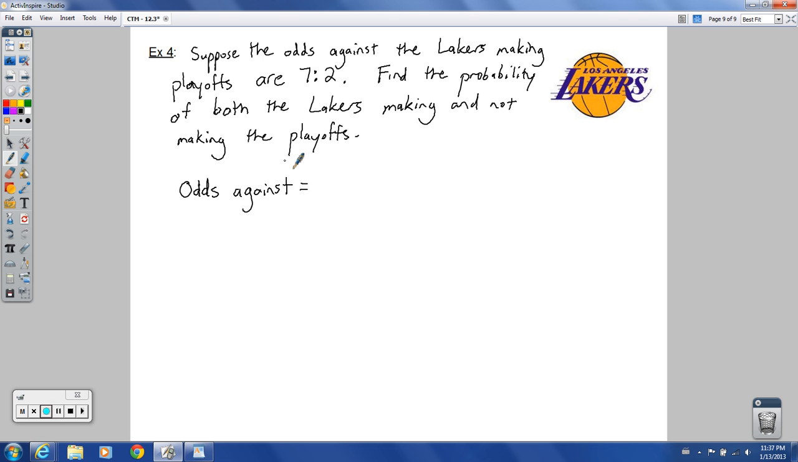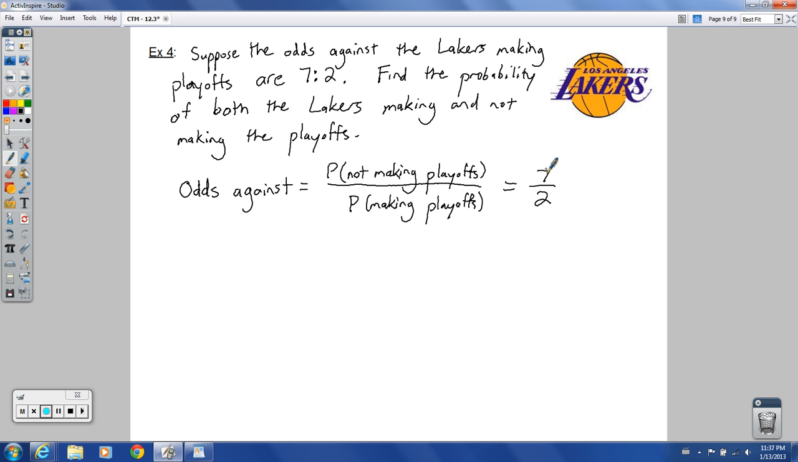So the odds against, that is a probability of failure over the probability of success. Failure would be not making the playoffs for the Lakers. So the probability of not making the playoffs over the probability of actually making the playoffs. And apparently this fraction, whatever that is, reduces to this ratio right here, to 7/2. That doesn't mean you have a 7 probability of making the playoffs. This has been a reduced fraction.